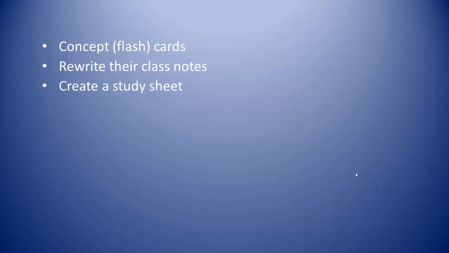Have your students make concept cards or flashcards and then have them practice with them. Students can be trained to rewrite their class notes. Reciting works for auditory learners, but there are very few auditory or oral exams, so our students need to learn to rewrite them. Students can create a study sheet and write the concepts out from memory. They should quiz each other so that they have study partners.